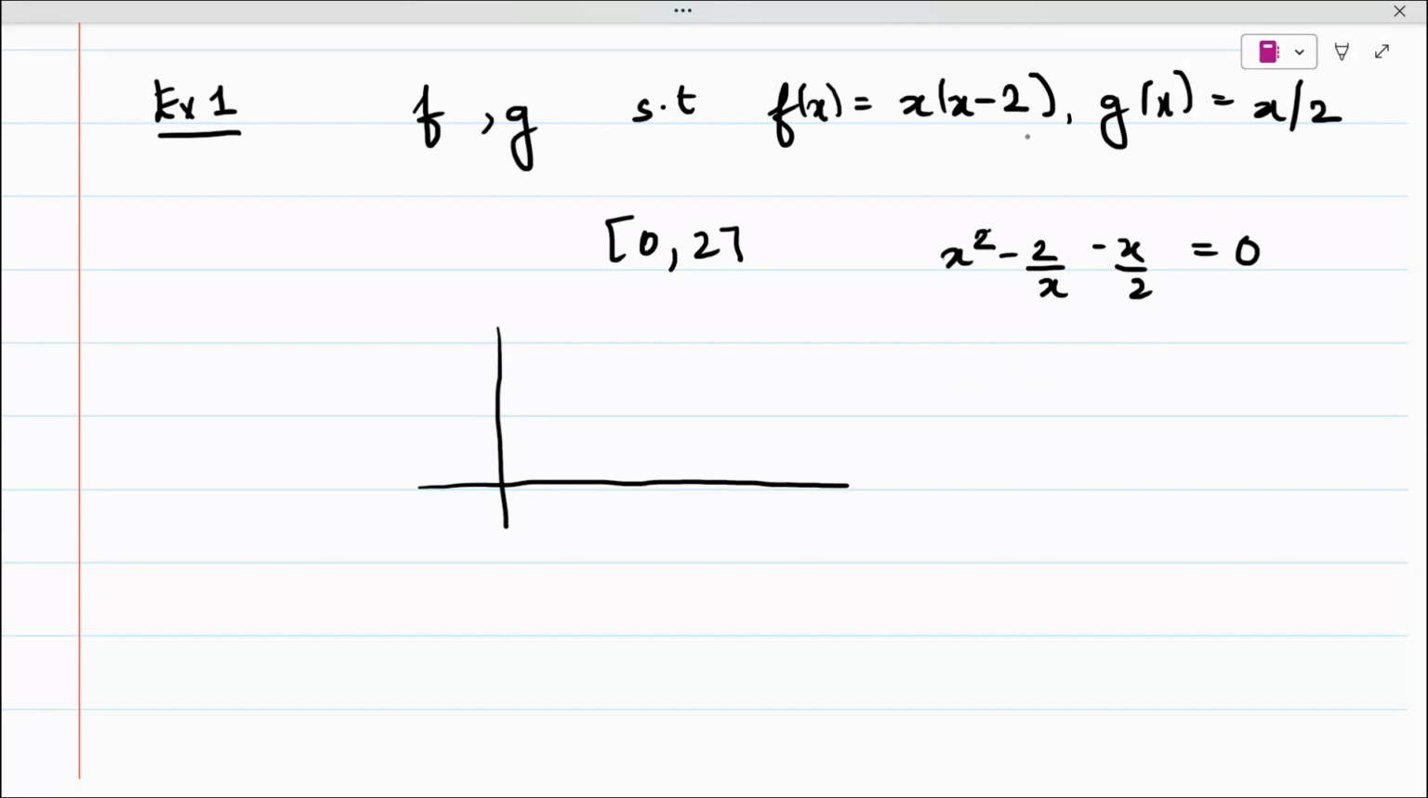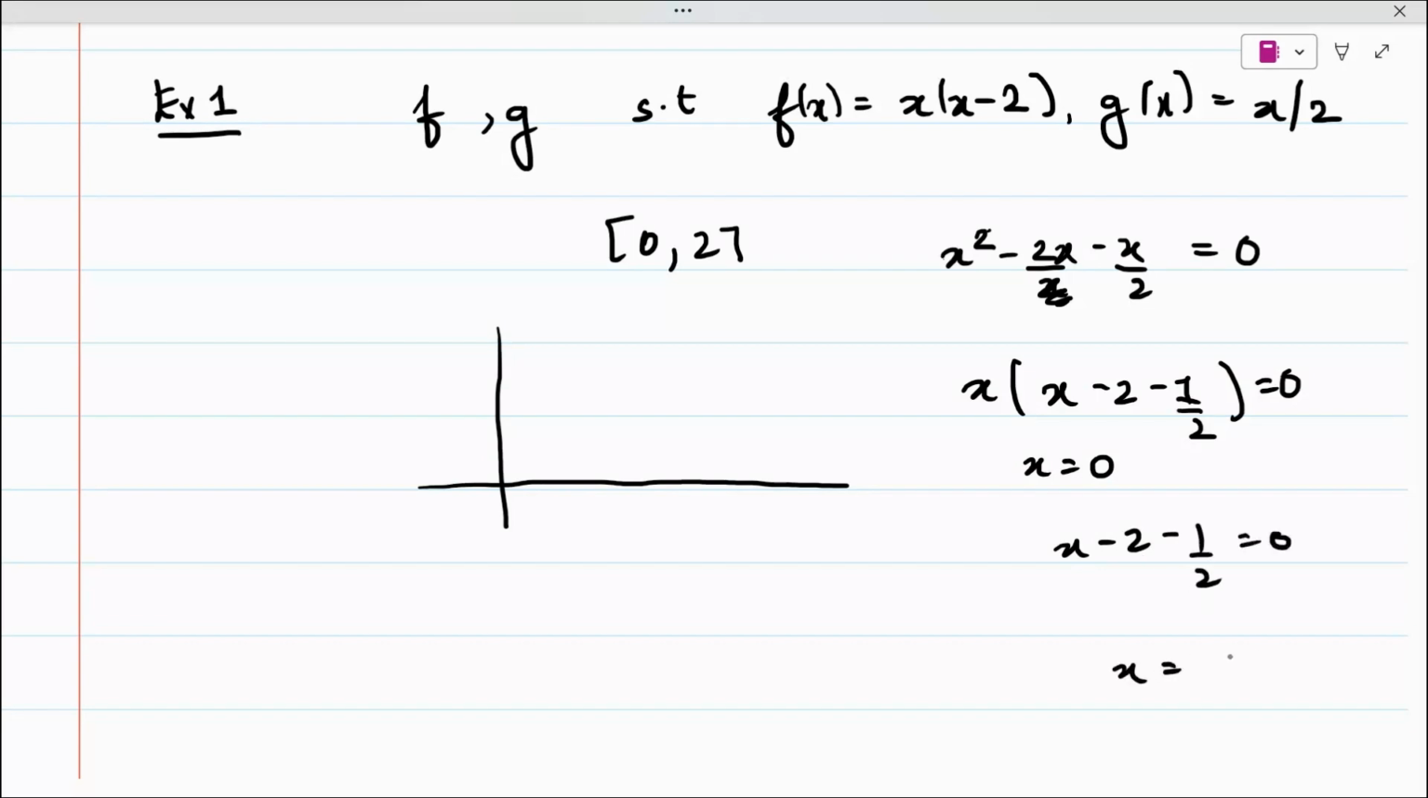So what did I do? x squared minus 2x, we take x common, we get x minus 2 minus 1 by 2 is equal to 0. So x is equal to 0 at one point, and the other point is x equal to 1 by 2 is 0. So x equals 4 by 2.